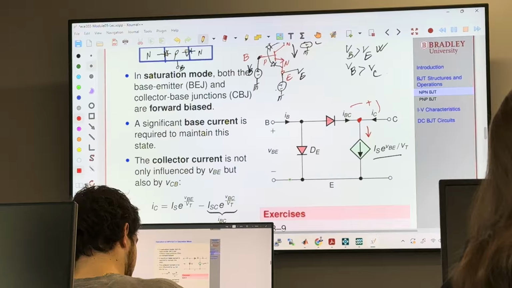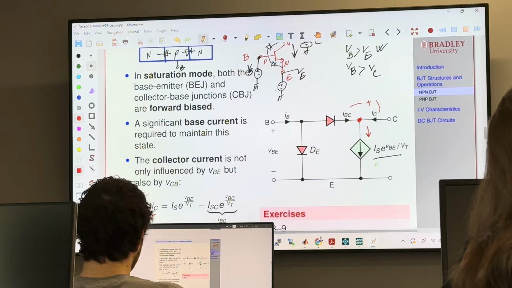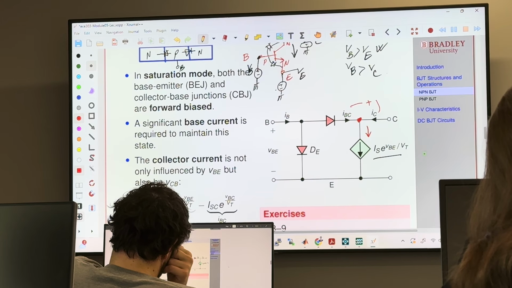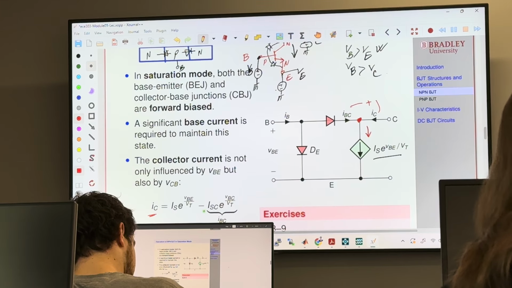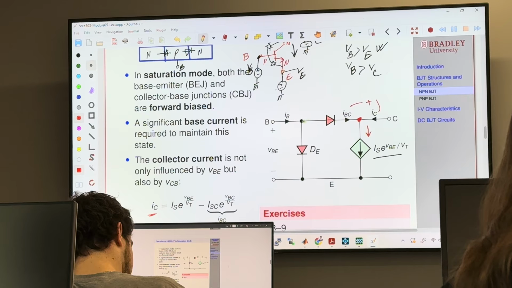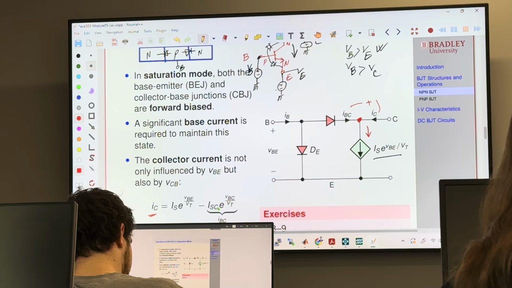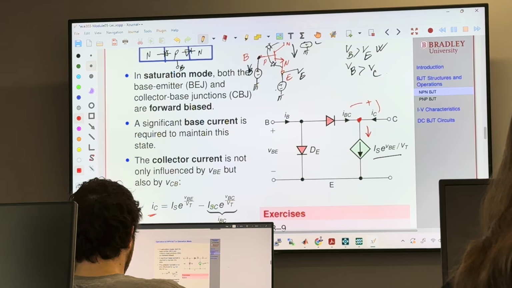the Shockley equations that we went through, the collector current is going to be this overall current using the Shockley equation, minus the current flowing through this diode. So minus the scale current due to the base collector junction forward bias. So this is IBC into the VBC over VT.